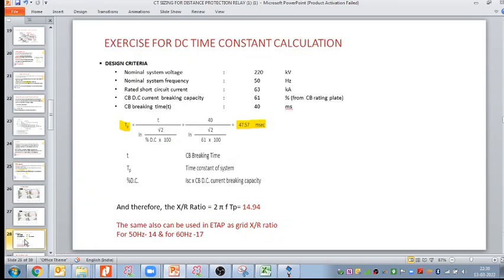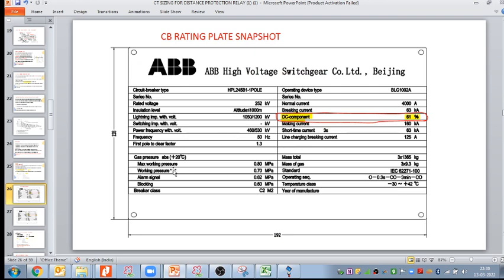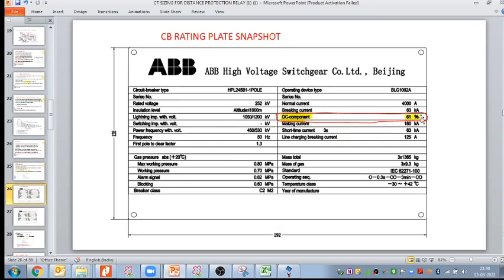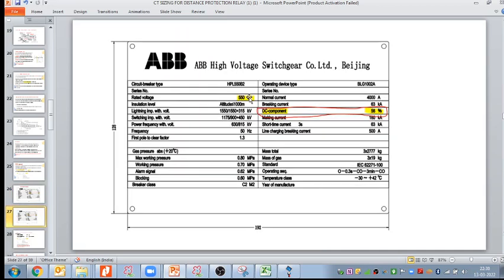Let me show by this page. This is my breaker rating plate for 252 kilovolt. This is my breaker rating plate for 500 kilovolt. And you can see the difference. In 220 kilovolt, the DC component is 61 percent, and here in the 500 kilovolt, the DC component is 56 percent. So for each voltage, the DC component may vary.